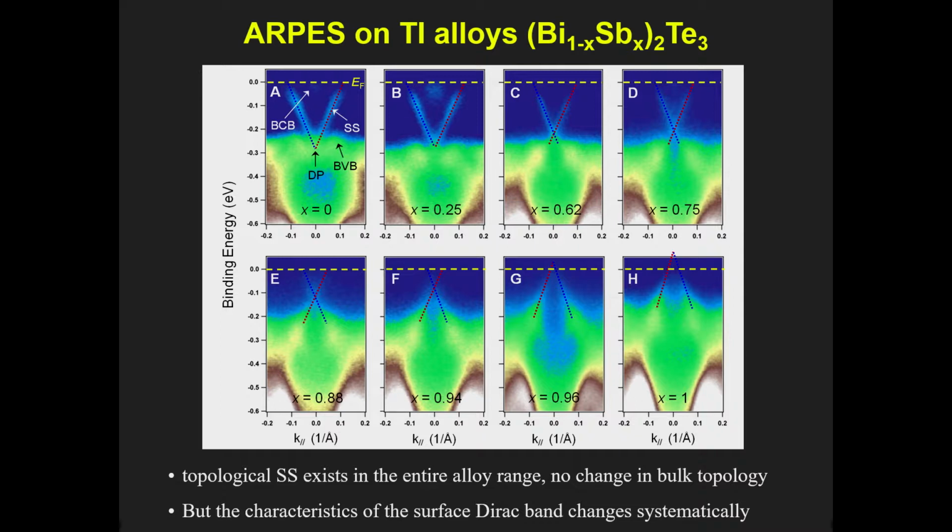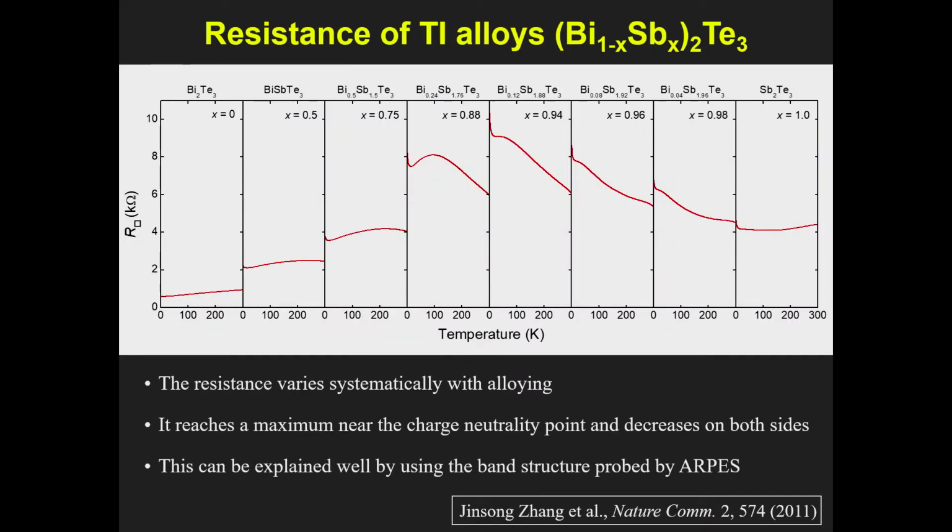So in this area, the bulk is truly insulating, and we can tune the carrier type by bismuth and antimony ratio. We performed transport measurement in this series of ternary alloys, and you can see in the 2 ends, pure bismuth telluride and antimony telluride, they are pretty metallic. But in the middle, somewhere around 0.94, the material is truly insulating. So over here, we already have a topological insulator. So 2 conditions are fulfilled.